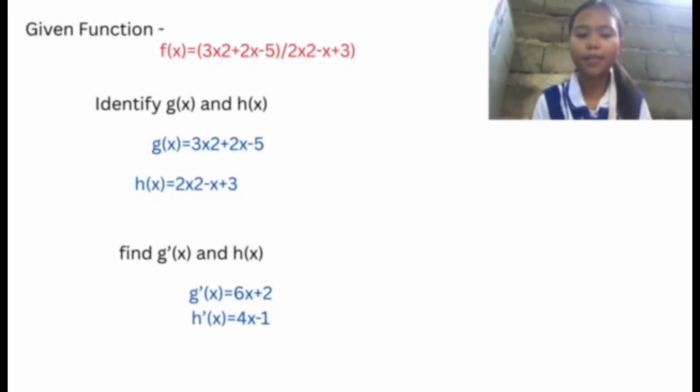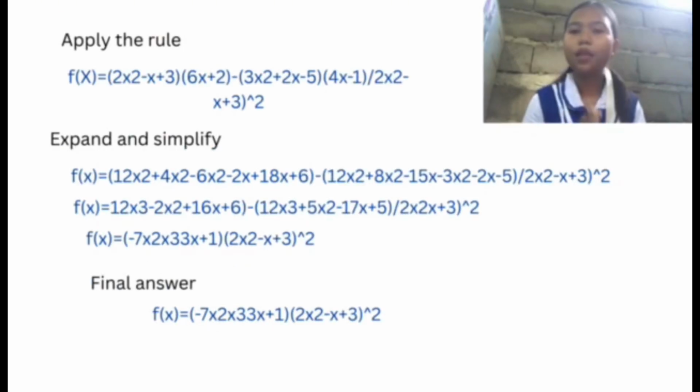So our g of x is equal to 3x to the power of 2 plus 2x minus 5 and h of x is equal to 2x to the power of 2 minus x plus 3. Find the derivatives of g of x and h of x. So g prime of x is 6x plus 2 and h prime of x is equal to 4x minus 1. So apply the quotient rule.